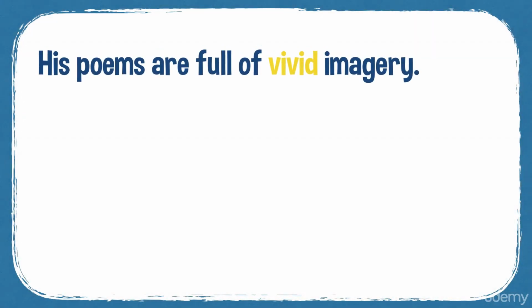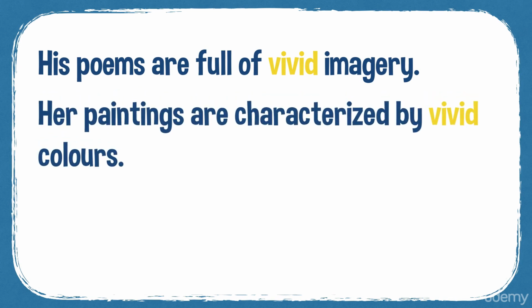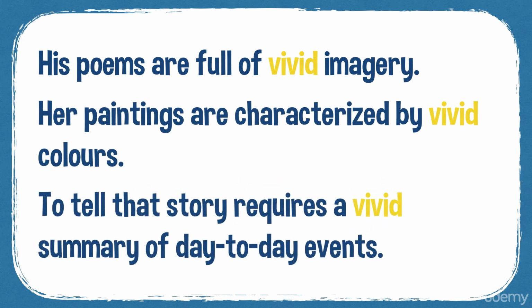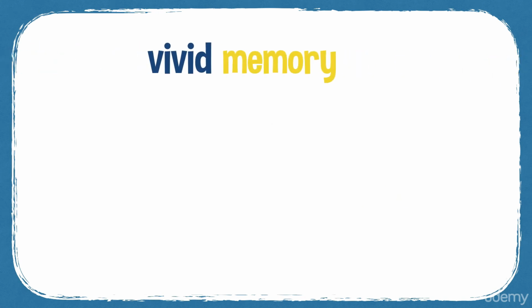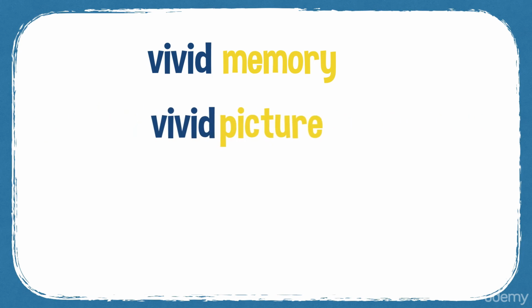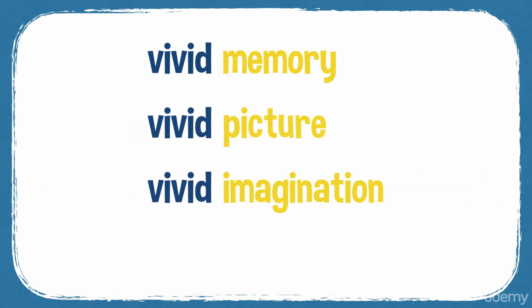His poems are full of vivid imagery, is one example sentence. Her paintings are characterised by vivid colours. To tell that story requires a vivid summary of day-to-day events. So it's a story where you have to have lots of details, day-to-day events, lots of details to make it vivid. Some typical collocations with vivid: vivid memory, vivid picture, vivid imagination. Children often have vivid imaginations. A vivid colour.